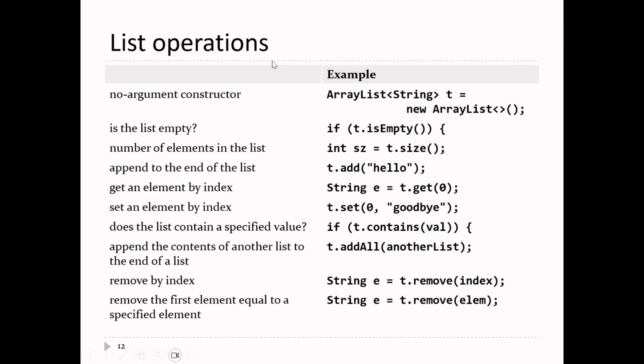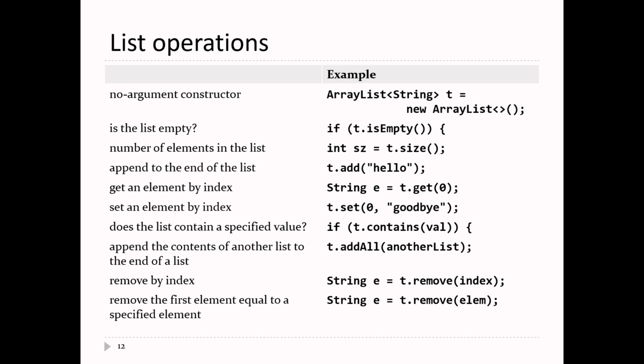Okay, this is better. List operations. The no-argument constructor makes an empty list. It's just new ArrayList with nothing inside the round brackets. Normally, that's the constructor that you're using.